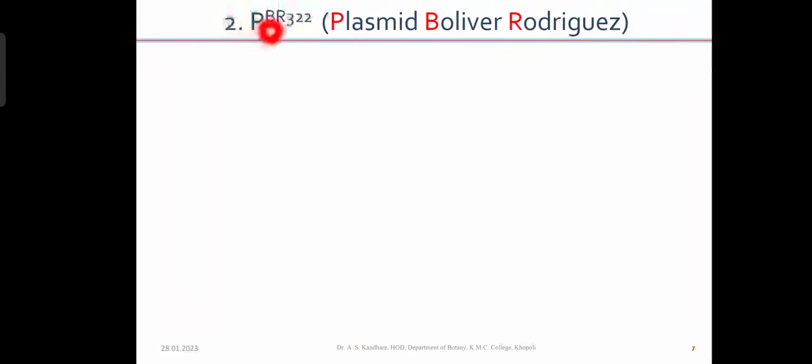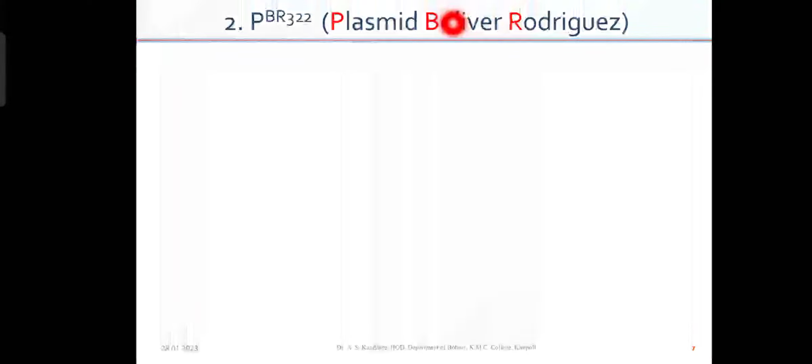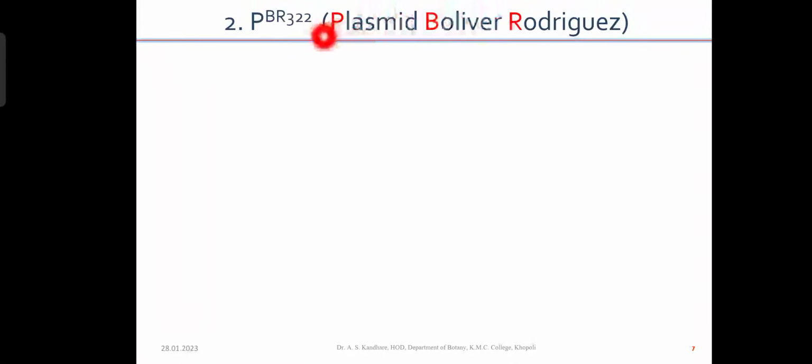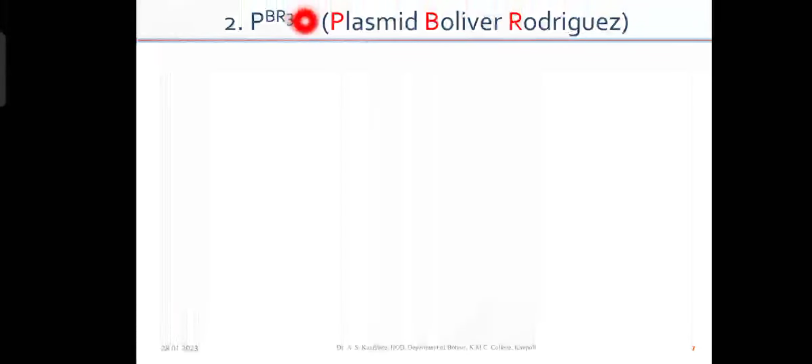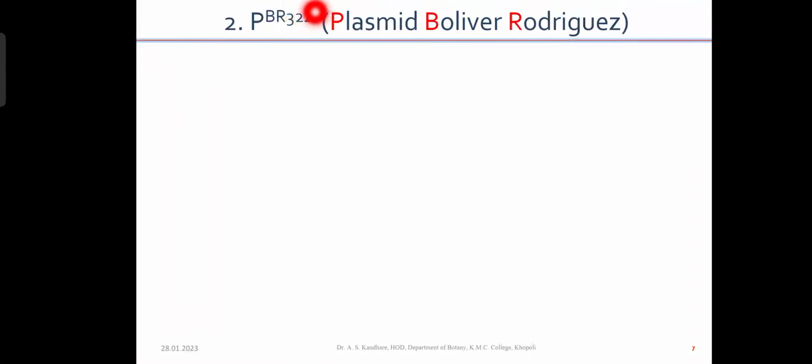Now another vector, that is PBR322. Its full form is Plasmid Bolivar Rodriguez. So P stands for plasmid, B stands for Bolivar, and R for Rodriguez. These are the names of the scientists who constructed and prepared this plasmid, and 322 is the number given to this plasmid because there are a number of plasmids in their laboratory, so they numbered this particular plasmid 322.